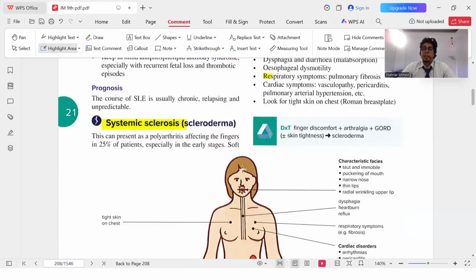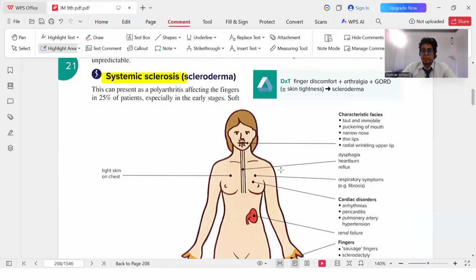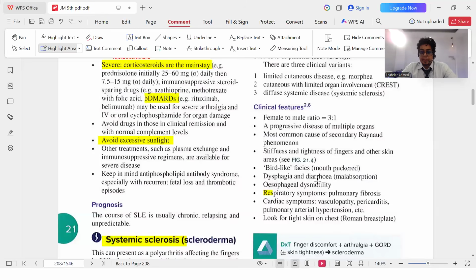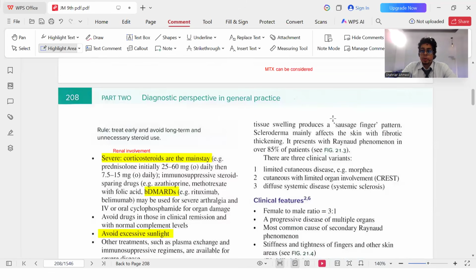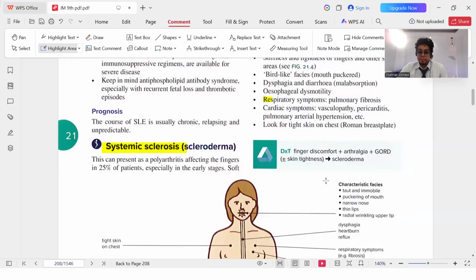Okay, another question. A young female, and you find a different finding, like a sausage-shaped finger and thick, shiny skin, a sausage-shaped finger with arthritis features. Any guesses in this female? What is the diagnosis? I repeat, this is a condition: systemic sclerosis. All right. So finger discomfort, arthritis, in some cases tight skin, and GERD and tight skin.